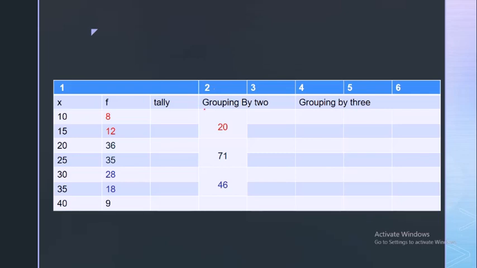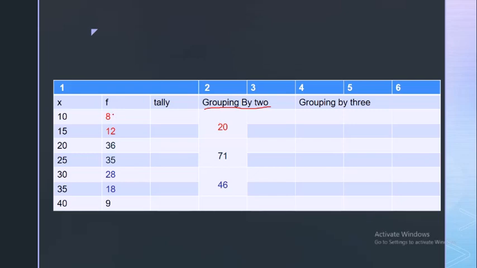Okay, so column 2, I have clearly stated that it is grouping by 2. So what I'm going to do is group the first two frequencies, that is 8 and 12. So 8 plus 12, I write it over here as 20. When I write 20, make sure that you write it somewhere in between the 8 and 12. It will be very helpful at the last stage when you write whatever you get after grouping. If you write it like this, it will be very helpful.